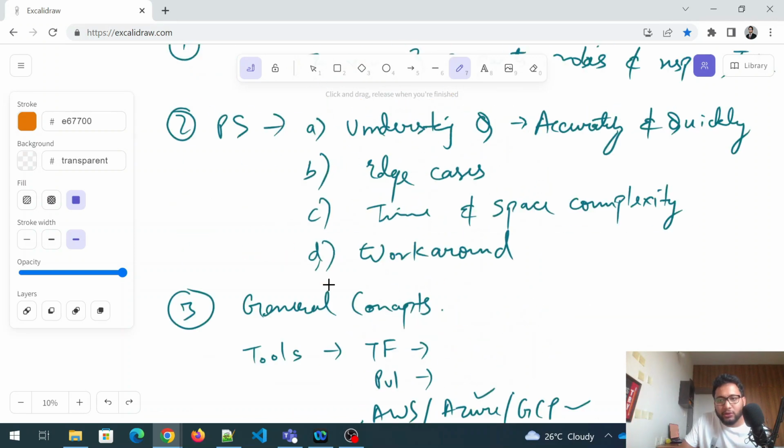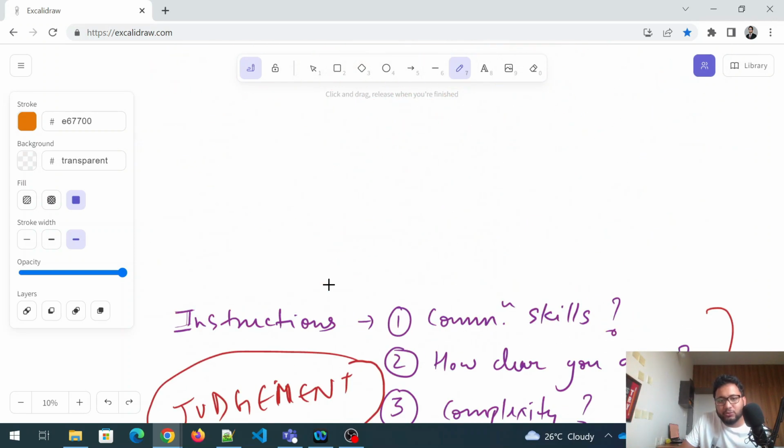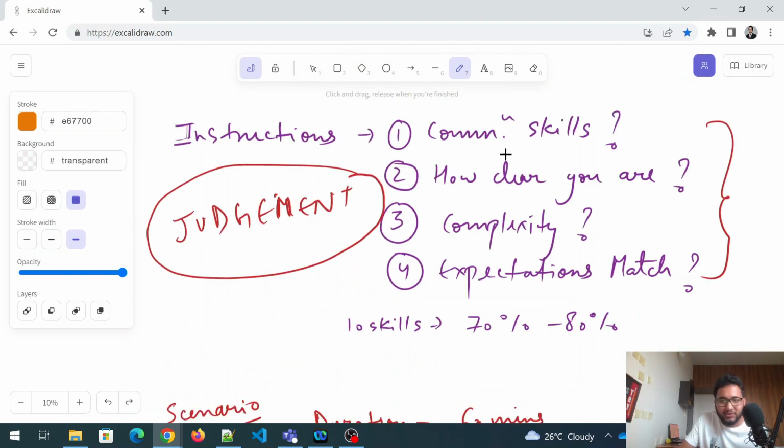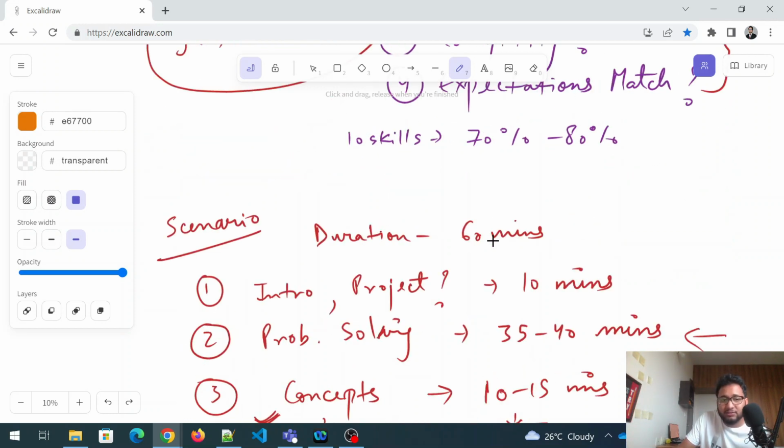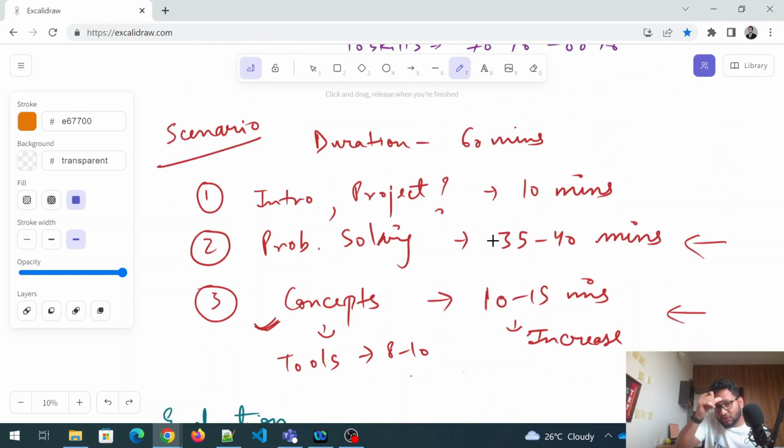So how do you ace this? You need to work on your communication skill. You need to tell them how clear you are. You need to check whether the expectations are matching or not. This is how we'll judge it. And you need to do things in a quick manner and understand the complexity of the interview. And this is a scenario which we talked about.